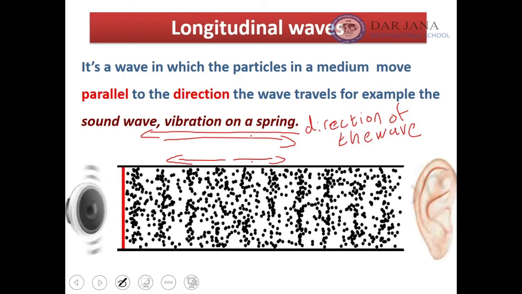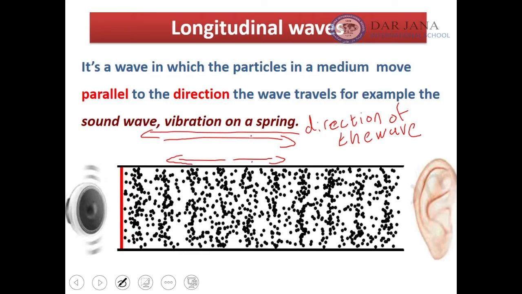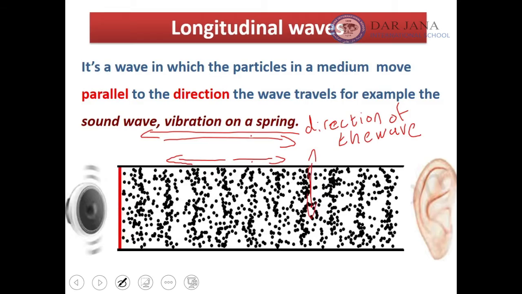Here we have it to the right, it can also be to the left again. Now the particles of air are vibrating forward, backward. They are not vibrating up and down like the rope. So they are vibrating only backward, forward, and parallel to the direction of the wave. This is an example of the longitudinal wave, which is the sound wave.